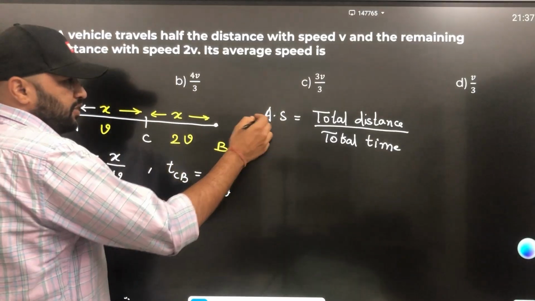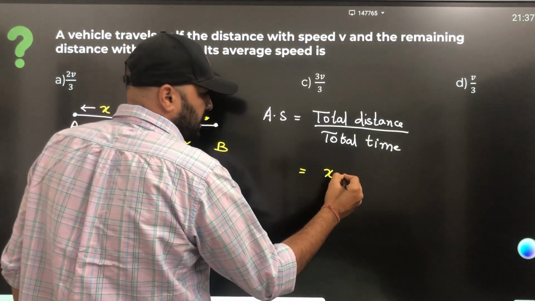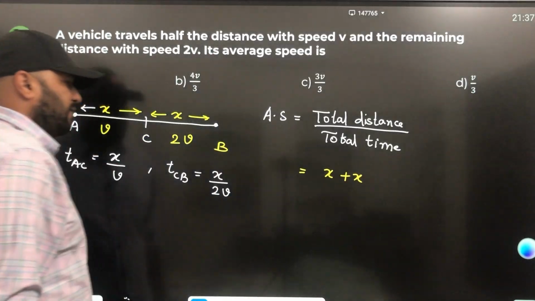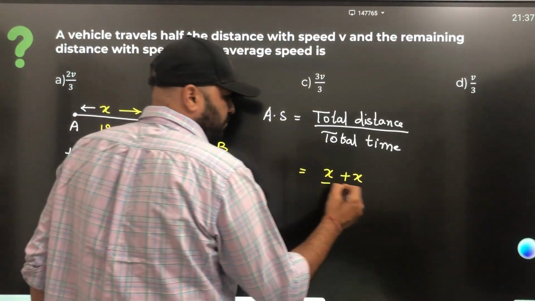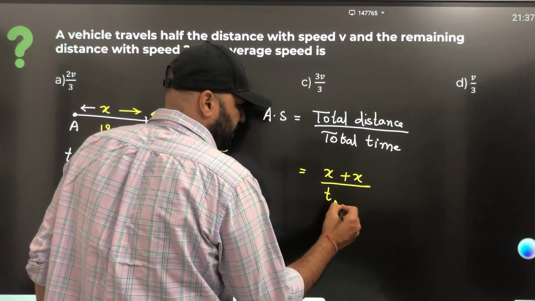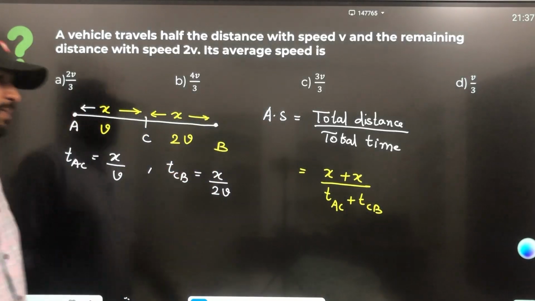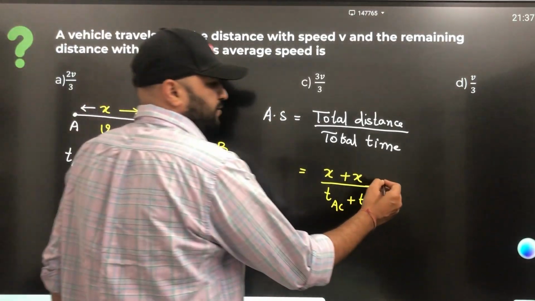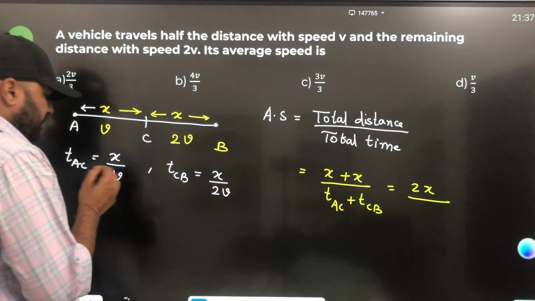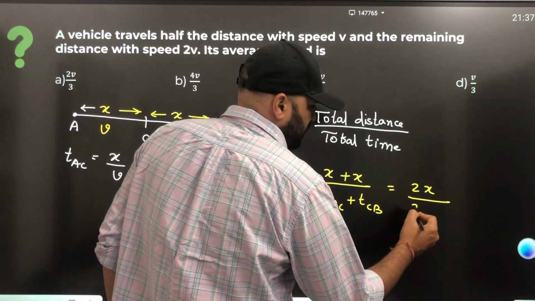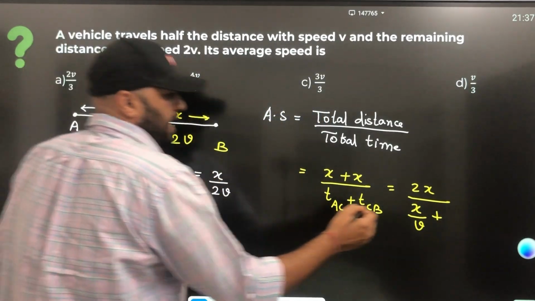Let's come back to our relation. So average speed will be equal to the total distance. What is the total distance? x plus x, right? While traveling from A to B, the total distance traveled is x plus x. The total time will be equal to TAC plus TCB. Now x plus x gives us 2x, and TAC is x by v. So let's substitute: x by v plus TCB, that is x by 2v.